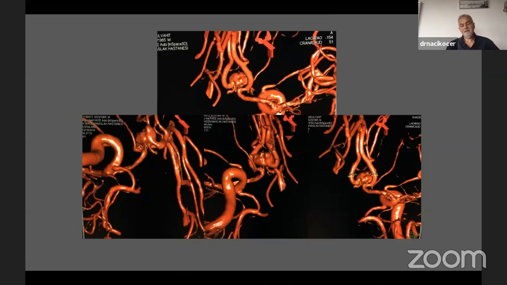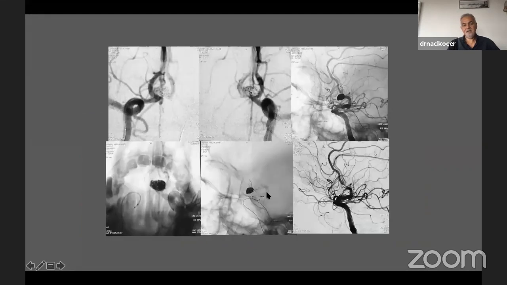Another case, the same location, same morphology, very ugly shape. And again, the X stenting mentality.